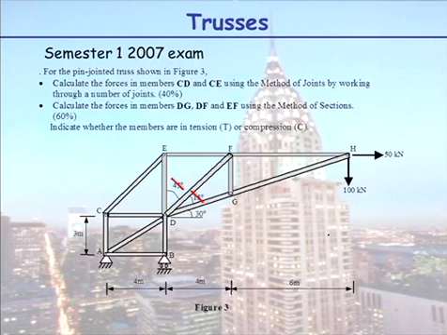And if you do have that response to this type of question, what you should do is turn the page and move on to another question. So don't tackle any question in a panic. Okay, we have a truss and we are asked to calculate the forces in members CE and CD that are coloured in green here using the method of joints, working through a number of joints. So it's telling you you can't start off here because if you try and start off at that joint, you have three unknowns. So you have to work your way through.